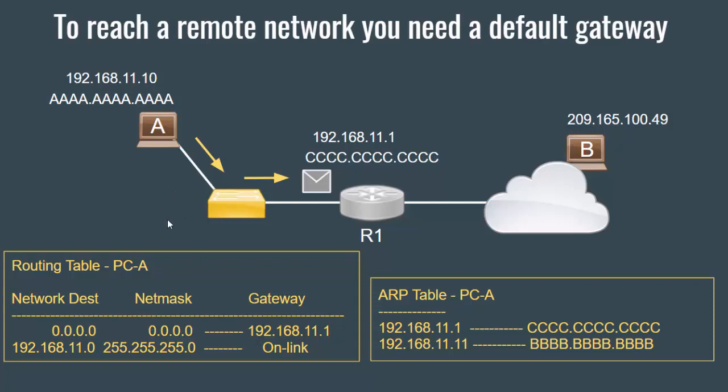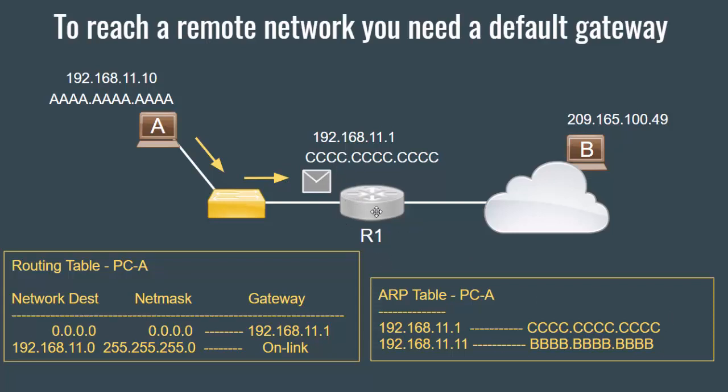So host A says, okay, I've got to go to the default gateway, looks in its ARP table and says, do I know the MAC address of 192.168.11.1? He does, all C's MAC address. So he knows how to deliver it. So he crafts together a packet with the destination IP address of 209.165.100.49, but a destination MAC address of all C's. So this will get delivered to the router. The actual IP address destination is here, but the MAC address destination is the default gateway's MAC address.